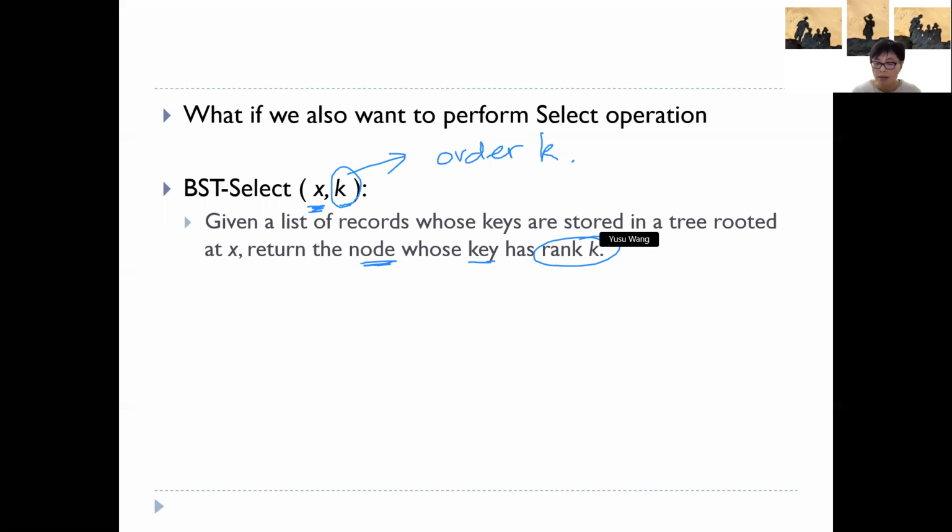So for example, if k equals 1, that means I want to return the minimum of all the elements inside there, same as the minimum operation we talked about. And if k equals n, that means we want to return the maximum. Of course, the tricky part is, what if k equals n over 2? So you want to find the median among all the numbers stored in this tree. So how do we do that efficiently? That's the question.